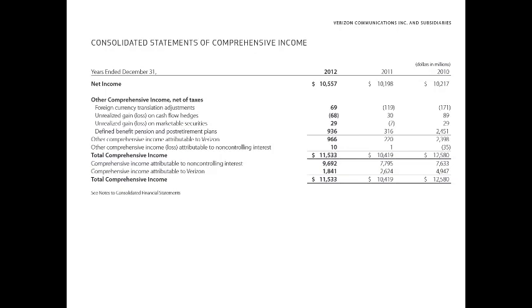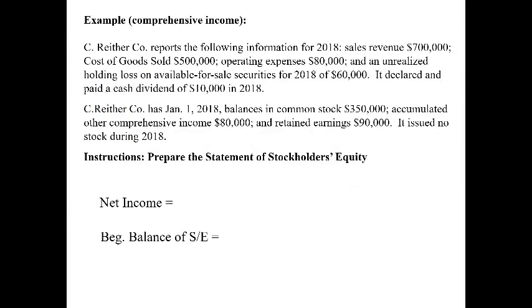And then as a separate statement, we have a statement of comprehensive income where we start with net income and we have these other items, and we get to total comprehensive income. These are the other comprehensive income items. So net income plus other comprehensive income equals total comprehensive income. All right, so that's the way of reporting with a separate statement of comprehensive income.